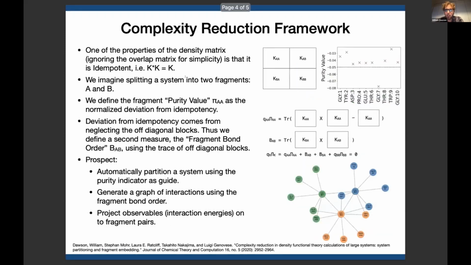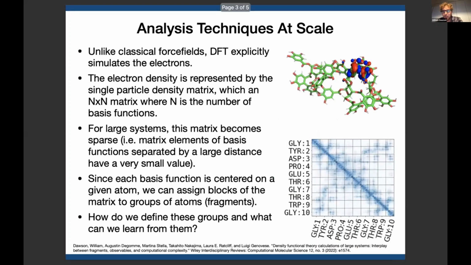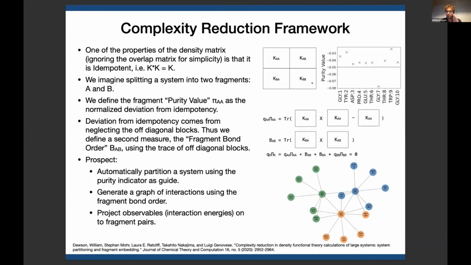So one of the properties of this matrix is that it's idempotent, which means if you multiply the matrix by itself, it should come out the same. So we thought, okay, let's try to exploit this property for building an analysis technique. If you take this matrix, which I showed you right here, and instead of splitting it up into amino acids, let's just split it up into two fragments. So you have A and B.